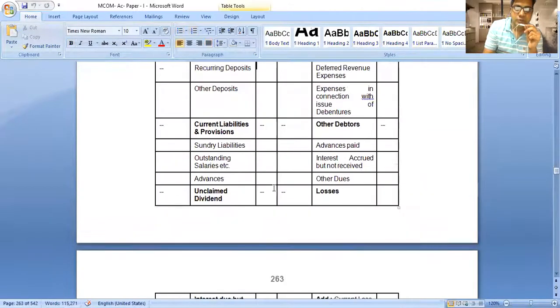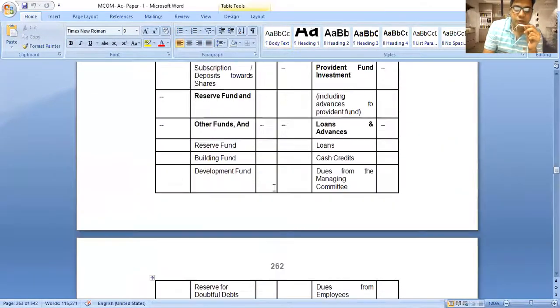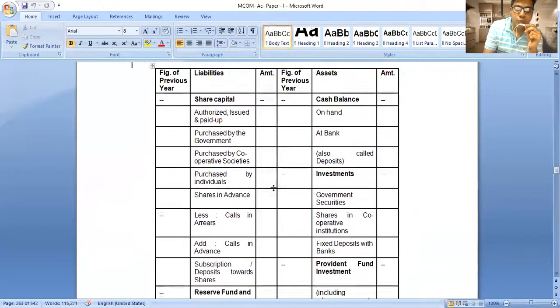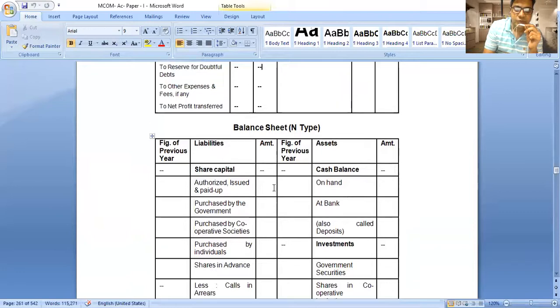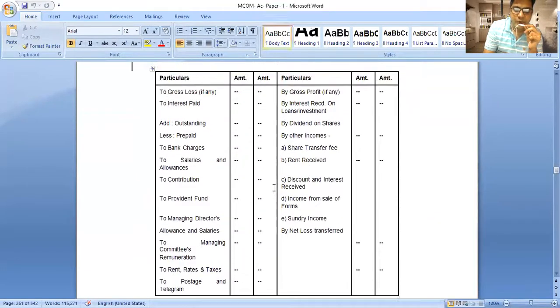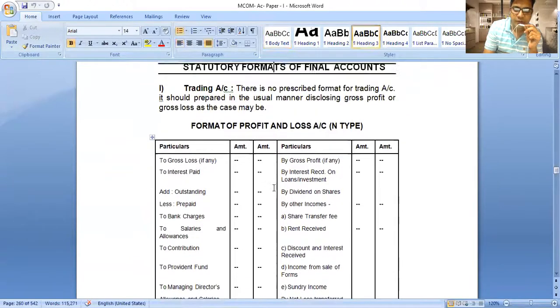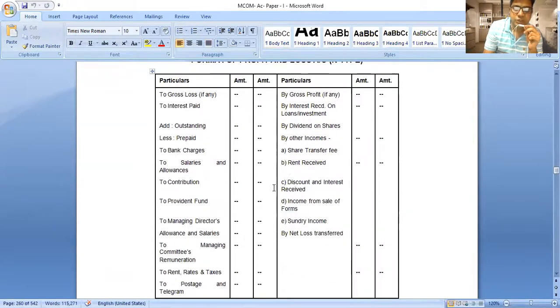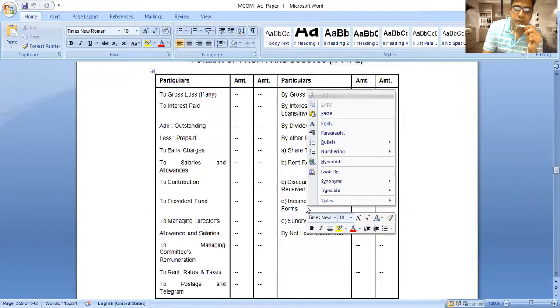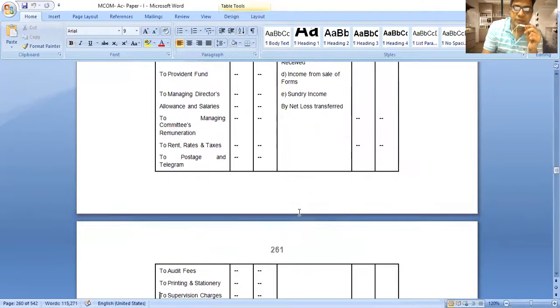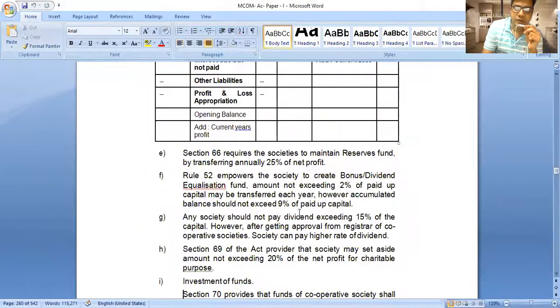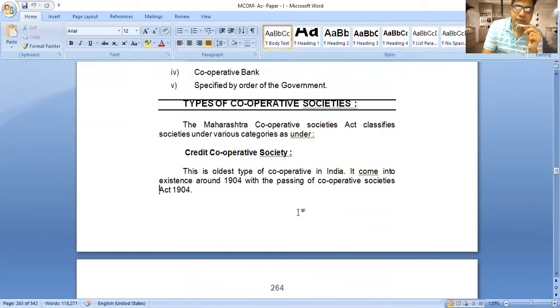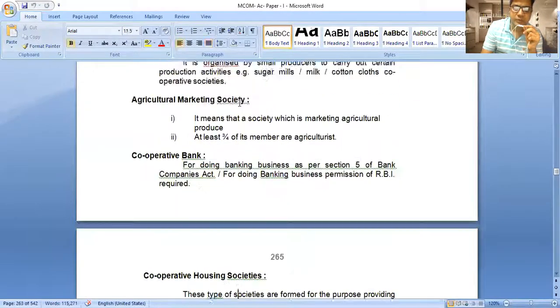So this balance sheet is very important. You have to prepare this particular balance sheet in your notebook. Before that, you have to prepare the profit and loss account format, which is in T form. Only this profit and loss account and balance sheet we have to prepare, and we have to study various kinds of problems. Problems are not difficult. It is very easy to understand. Next, we have to discuss the types of cooperative society, which we will discuss in the next lecture. There are a number of types of cooperative societies.